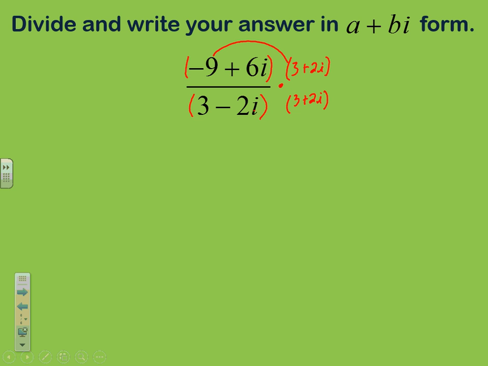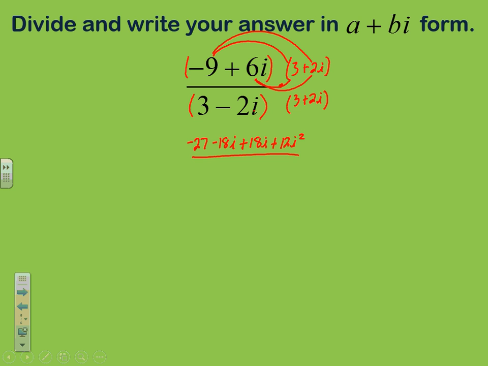The negative 9 times a positive 3 will be negative 27. Negative 9 times a positive 2i will give me a negative 18i. Here, the 6i times 3 will give me another 18i, but this one's positive. And the 6i times the 2i will give me a positive 12i squared.